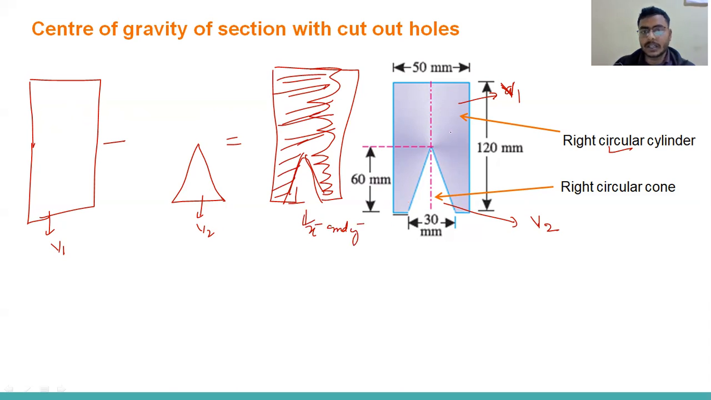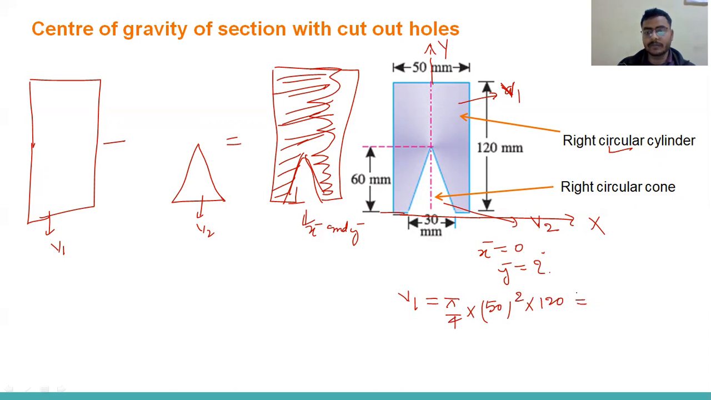So now first let's assume the axes. I'm taking the center, this is the Y axis, this is the X axis. Due to symmetry about the Y axis, for the remaining figure X bar will be 0. Now we have to calculate the Y bar. So first calculate V1. V1 is the volume of the right circular cylinder, so pi by 4 into the diameter 50, into the total length 120. So we'll get some value.